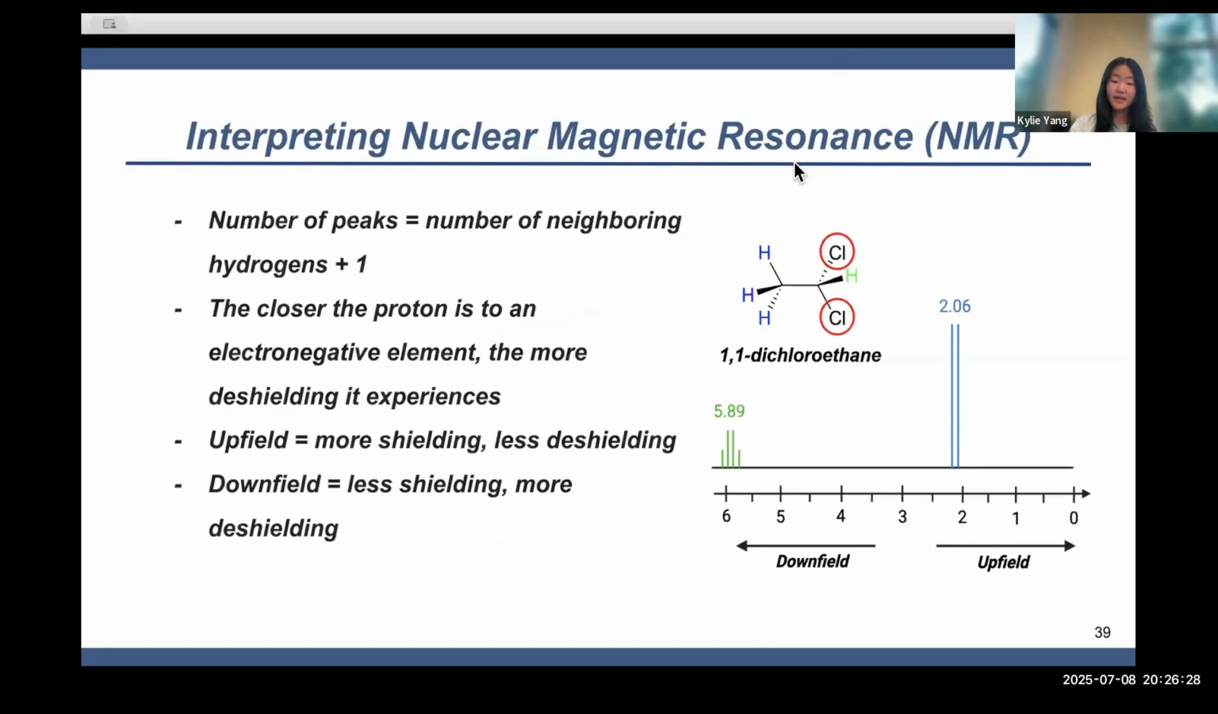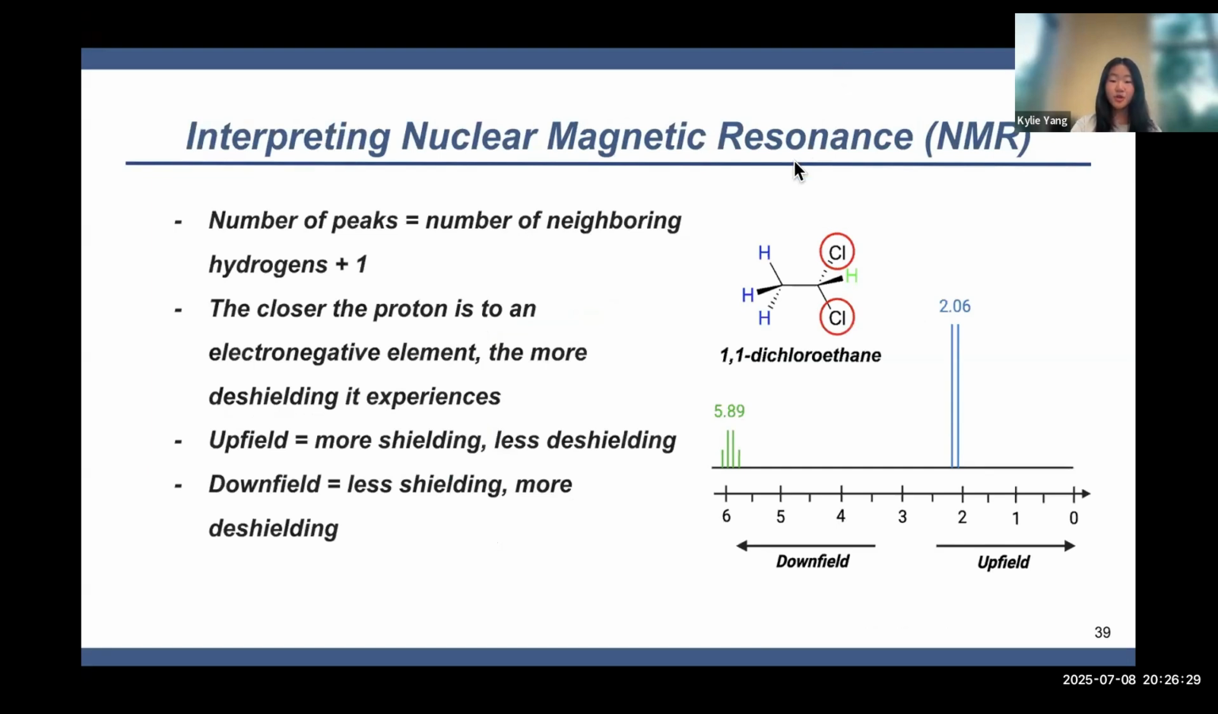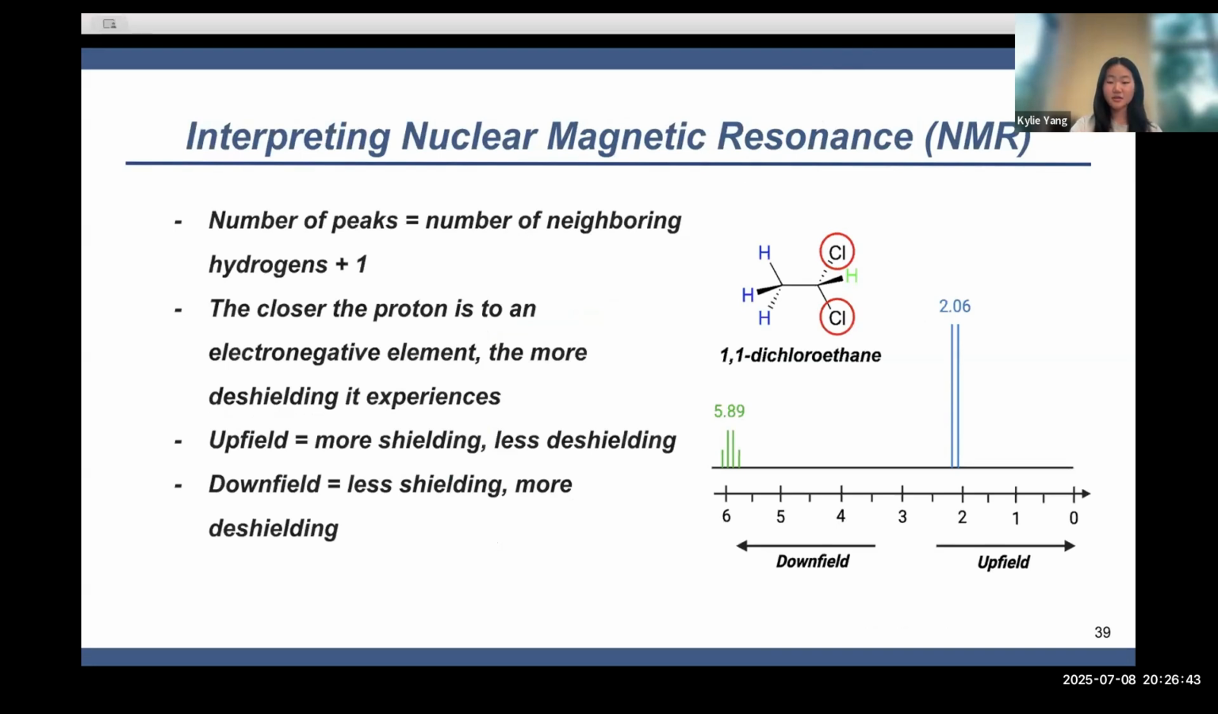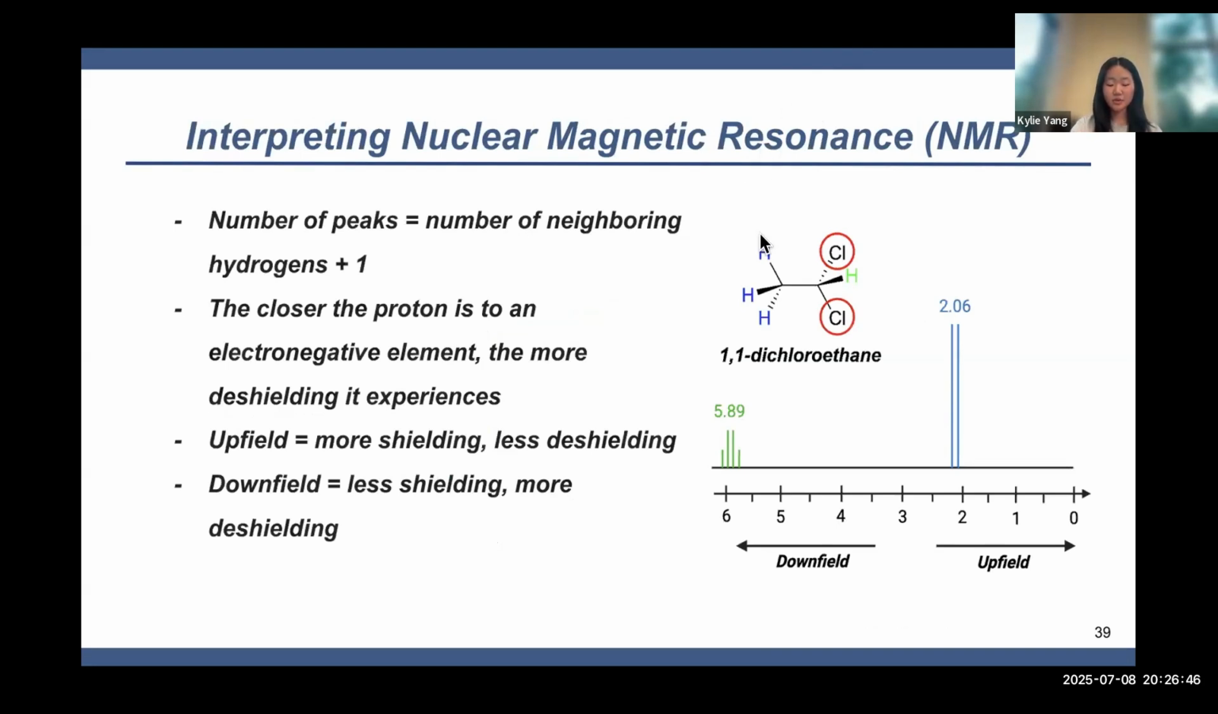So once we have acquired an NMR spectra, we then have to interpret the data. Each peak in the spectrum represents a distinct proton environment, meaning that chemically non-equivalent hydrogens will produce separate signals. The number of peaks within a signal also often follows the n+1 rule, where n is the number of neighboring hydrogens. So if a hydrogen has two neighboring protons, the signal will be split into a triplet.